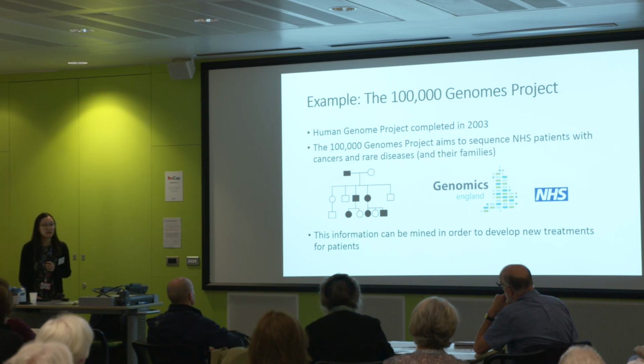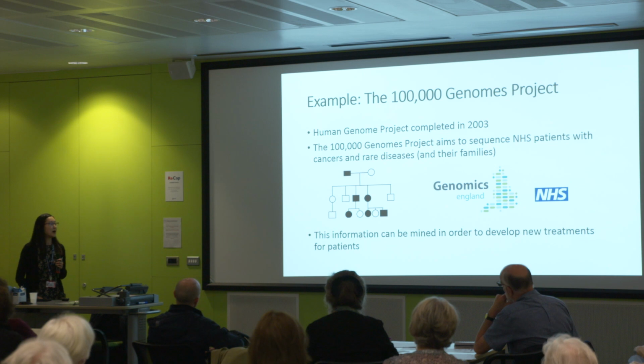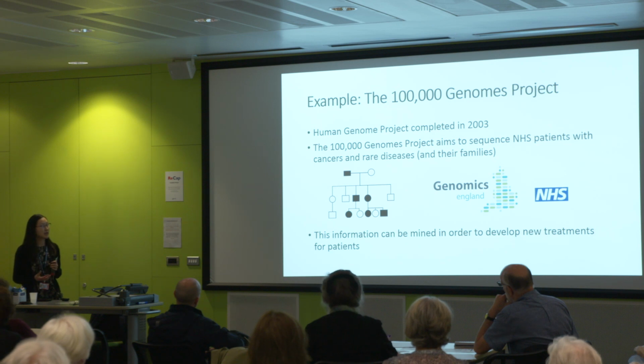In 2012, the UK government announced the 100,000 Genomes project, which aims to sequence NHS patients with common cancers, rare diseases, and their families, if possible. The idea behind this is that researchers can then mine this information to find out why some patients get diseases and why others don't, and how these diseases are inherited.